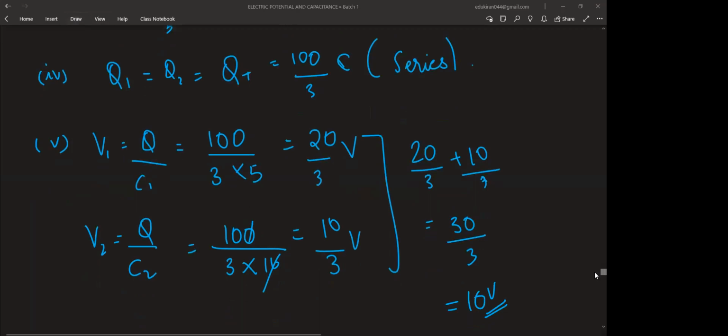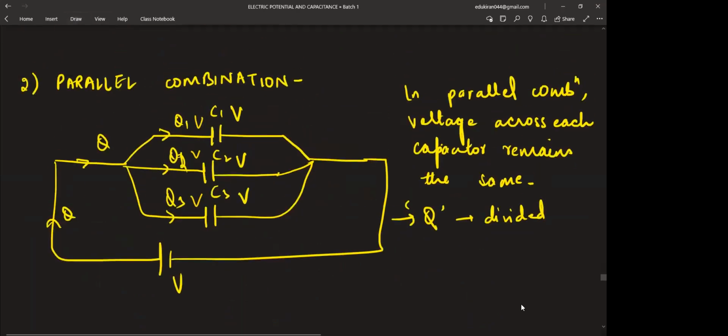Yes, class. Now let's see the parallel combination. In parallel combination, voltage remains constant and the charges divide. Why? Because branching comes. Whenever you see branching, it's usually a parallel combination condition. So here the voltages across will be the same. Whatever voltage is the total voltage of the circuit, it will be across the individual wires. But charges would divide.